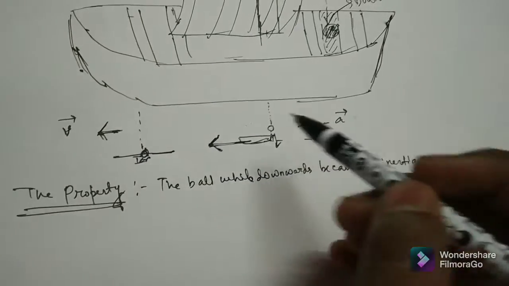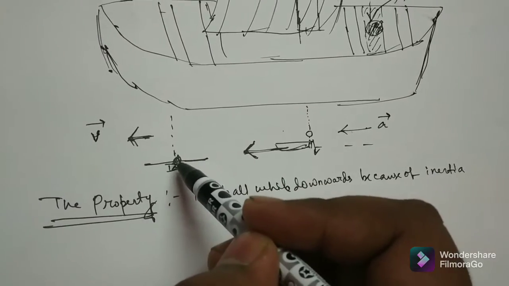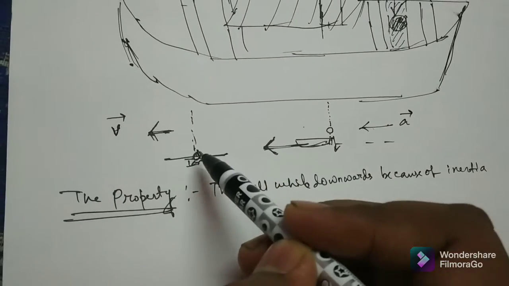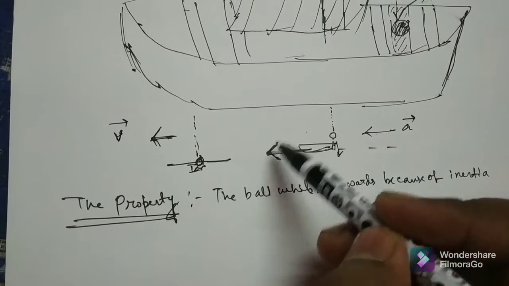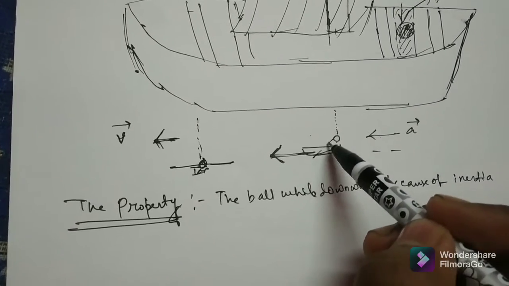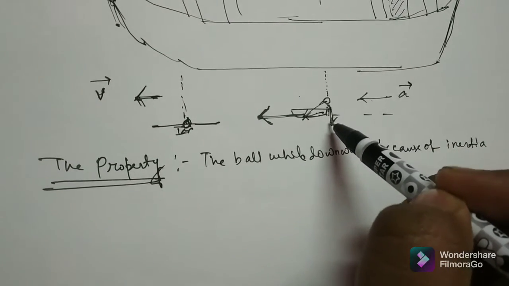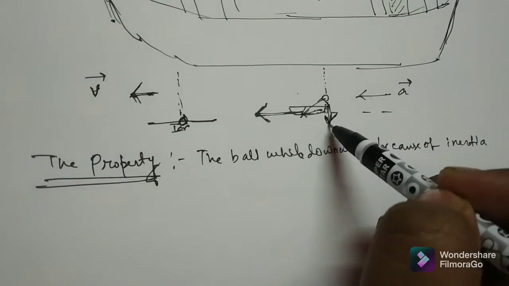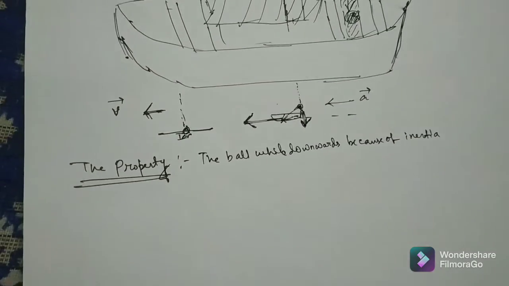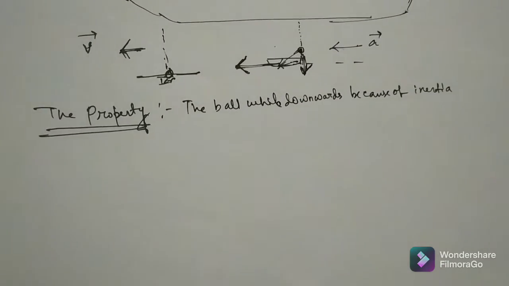Now let me make you understand about inertia. While the boat was traveling at uniform velocity v, the ball fell here, but as soon as the boat accelerated, the ball didn't just turn away and fall at the same position, but it fell in a straight direction and into the sea. So the inertia of the body is just the resistance of the body against external forces.